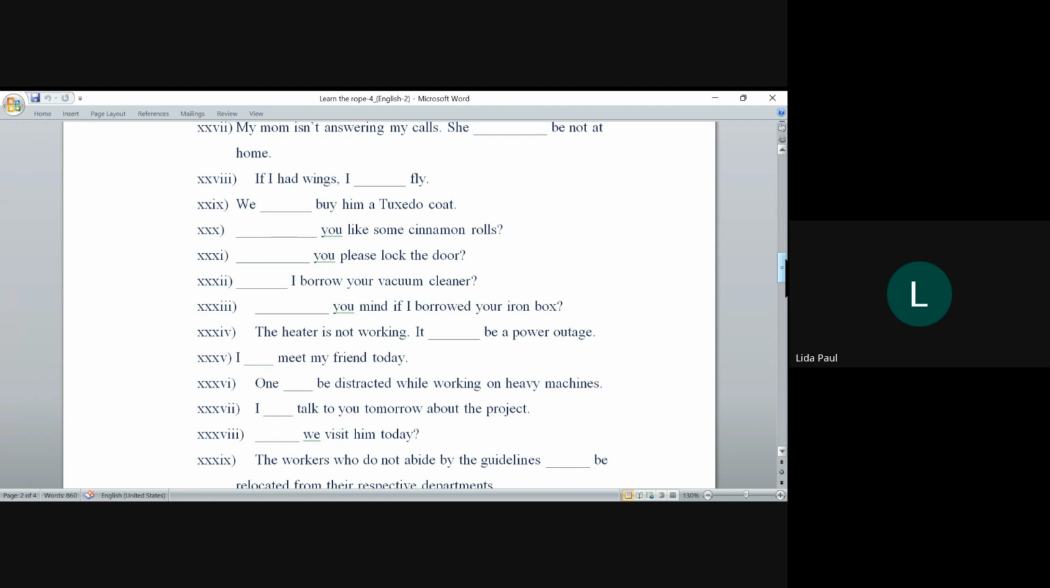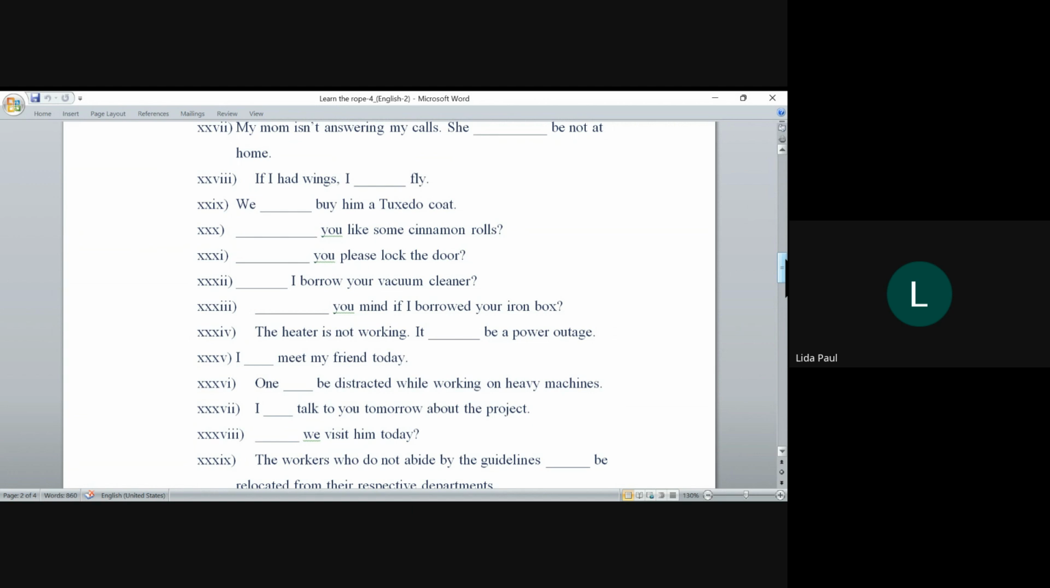So, could I borrow your vacuum cleaner? This is in present tense, right? And would you mind if I borrowed your iron box? If this is how the sentence is constructed, then if there's a past tense somewhere in the sentence, the permission sentence usually begins with would, otherwise could. So that's the primary difference between these two. Both of them are permission sentences, but the one with could has a present tense verb in it.